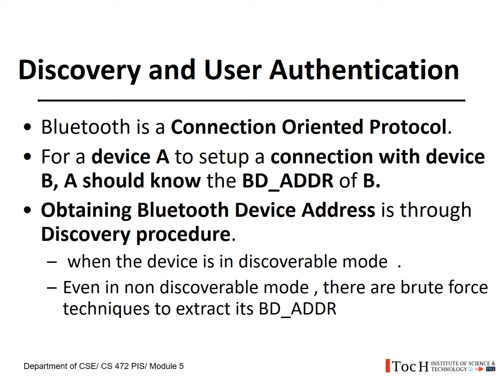To summarize, Bluetooth is a connection-oriented protocol, and for a device A to set up a connection with a device B, A should know the Bluetooth device address of B. Obtaining the Bluetooth device address is through the discovery procedure. That is, the device should be in discoverable mode. Even in non-discoverable mode, there are possibilities for brute force techniques to extract the Bluetooth device address of that particular device. So we can say this is a security risk in this kind of connection.